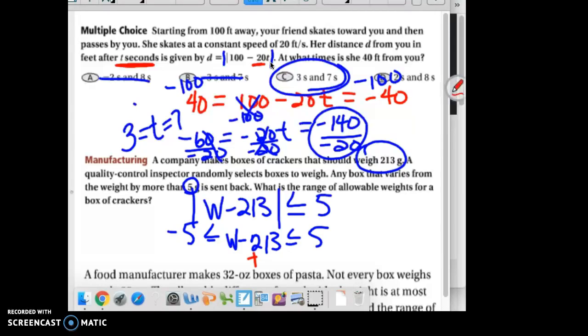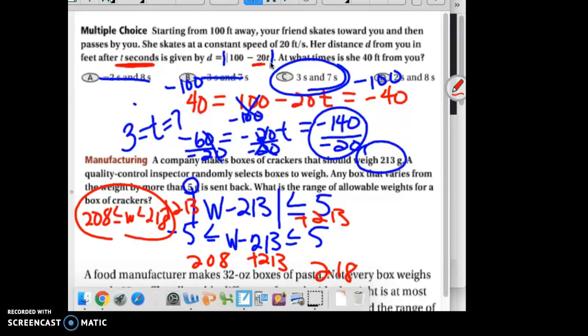I'm going to add the 213 onto the top side and get 218 for the first weight. I'm going to add 213, but I'm really not. I'm going to take off the 5, and I'm at 208. So acceptable weight here would be between 208 and 218. And I think you can see that the range is 10 grams. Well, that's because it's 5 on the top and 5 on the bottom. And some of you are going to get really good at doing that.